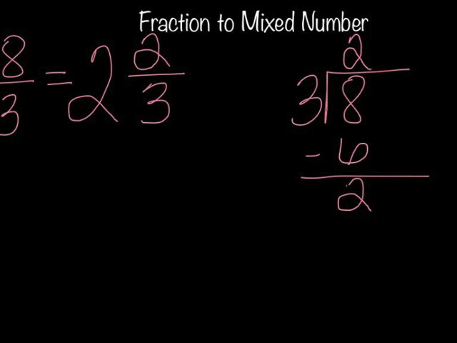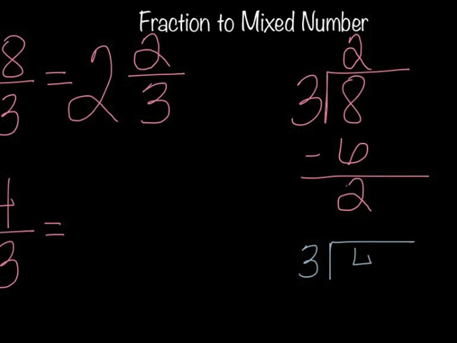I'm going to do another one. Say that we had 4/3. This is still an improper fraction because 4 is larger than 3. So to the side, I'm going to do 3 going into 4. 3 can go into 4 one time.